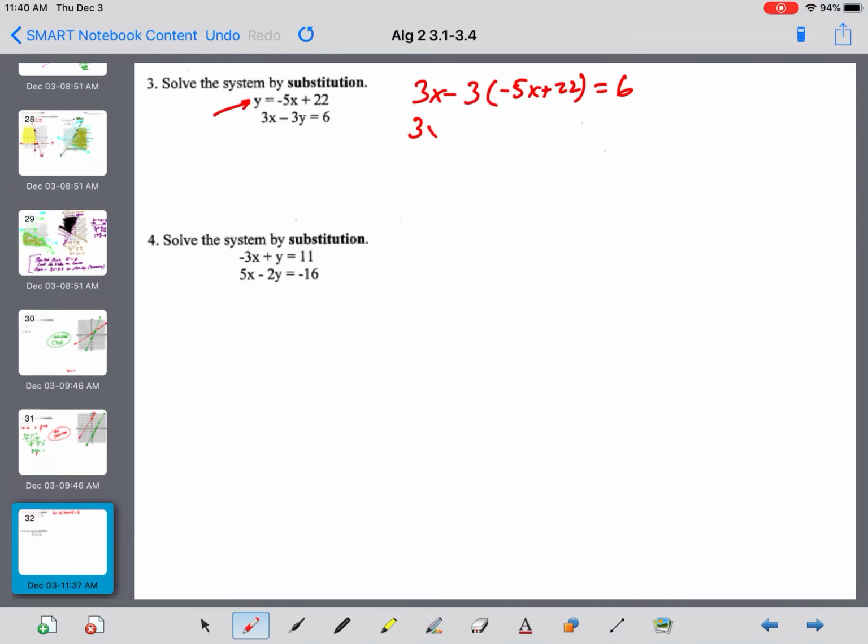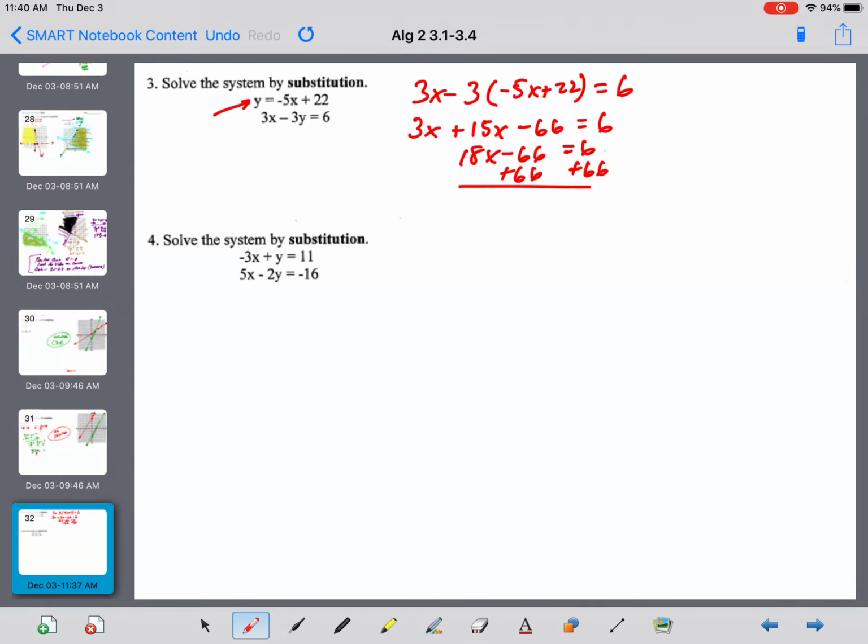And now we have an equation with just x's. So we're going to solve this now. Careful when you do the distributive property. That's a negative 3. So it's going to turn to a positive 15x and a negative 66. All right, so the sign changed in the parentheses because it was a negative 3 we were distributing. So it's going to be 18x minus 66 equals 6.